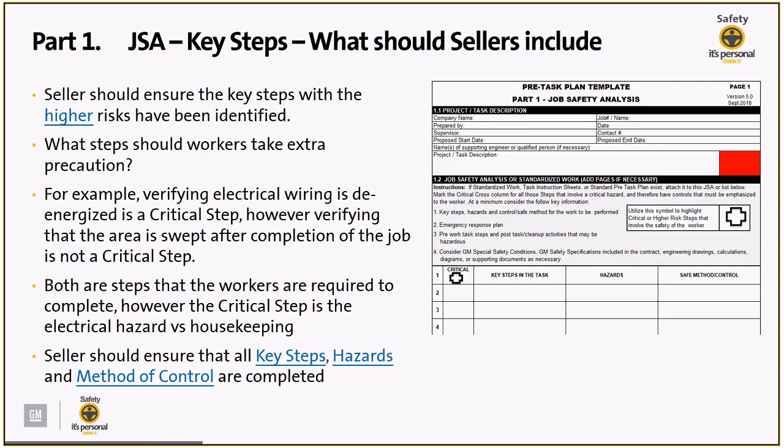The seller should ensure that all key steps, hazards, and methods of control are completed. So when you have a seller submit this form to you and you're reviewing it, if all 3 boxes are not filled out, that's your first tell that you should reject this form and submit it back to the contractor or seller.